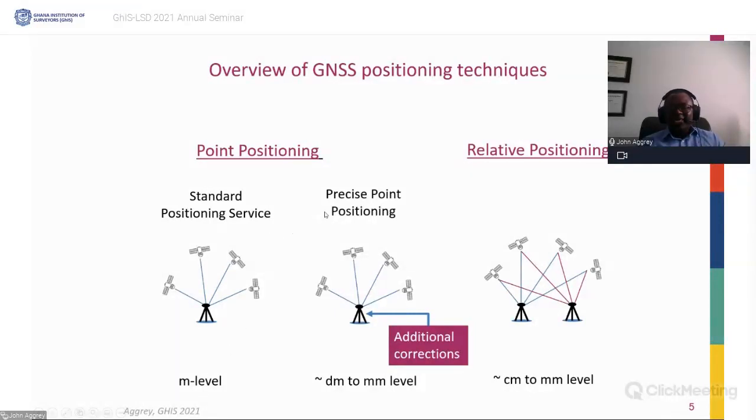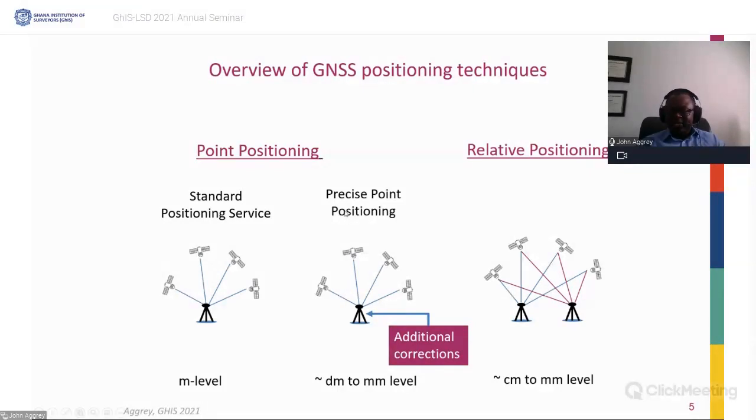Now, the other aspect of point positioning, whereby we are using a single receiver, is something we call the precise point positioning. So this is, I would say, an augmentation of the standard positioning service. And this is the talk that I will be dwelling upon as I go along. This is the technique that is really, really nice, and I want everybody to have an understanding.